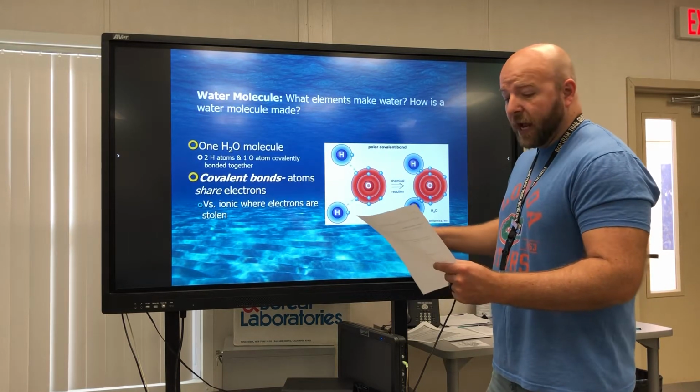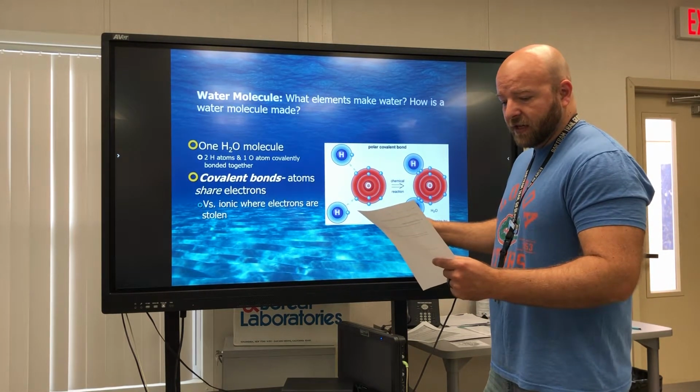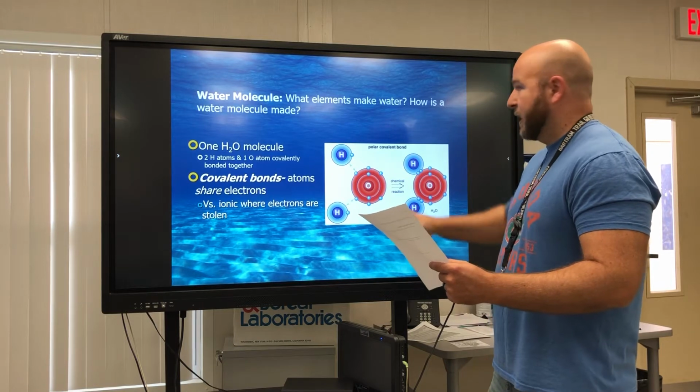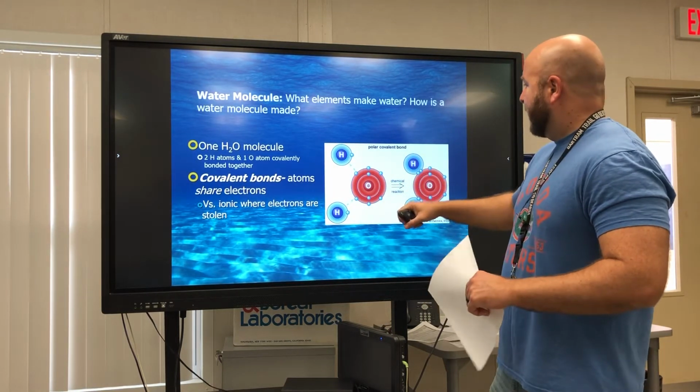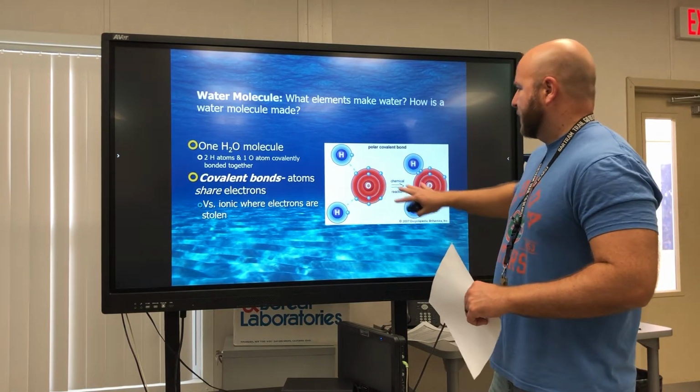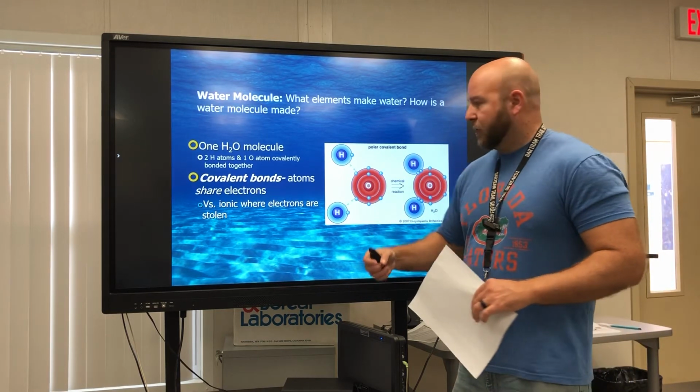You may want to go back though for number 2. It says sketch a water molecule. I think that's why I had this slide here. It's got the nice sketch here for us of what the water molecule looks like.